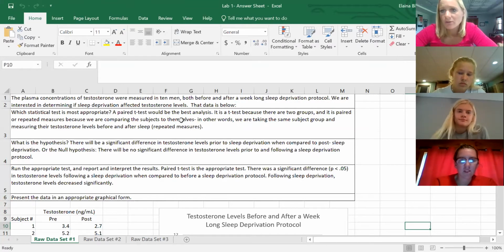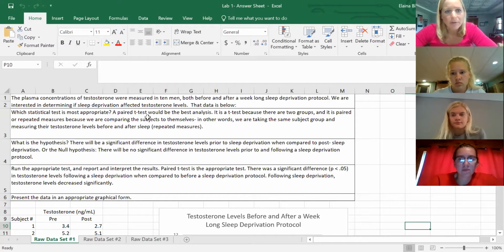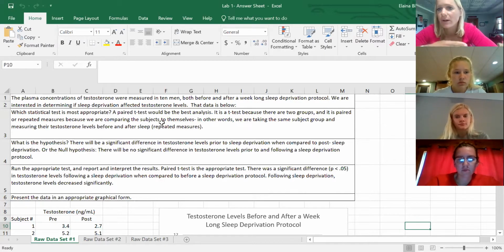A few of you chose repeated measures ANOVA, and that's okay. Repeated measures ANOVA will get you the same answer. However, the reason that a paired t-test would be the best is because there's only 2 time points for data collection.